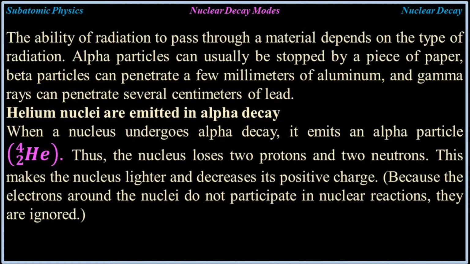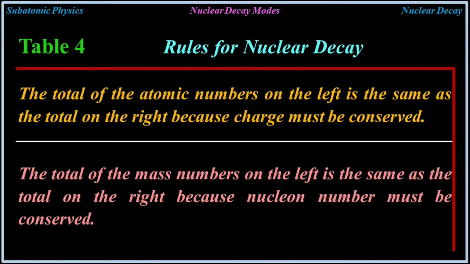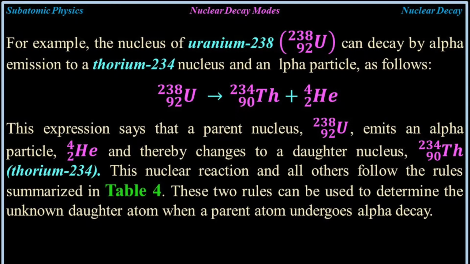Look at a periodic table and pick a radioactive element, and you can count by twos. And these are some of the nuclei that the substances break down to. Here's Table 4, Rules for Nuclear Decay, very informative and very important. For example, the nucleus of uranium-238 can decay by alpha emission to a thorium-234 nucleus and an alpha particle as follows.